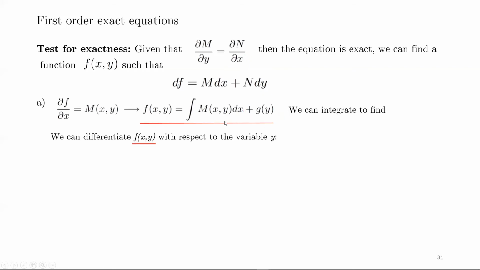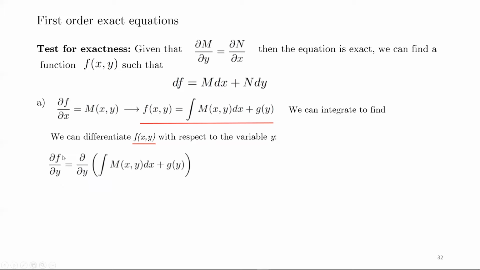Okay, so now we have an expression for f. We can evaluate this integral of m dx, which for a specific ODE is known. But now we have this function g of y, which is a complete unknown. So we have to try and figure out what g of y is. What we're going to do is take this function f that we've just defined and differentiate it with respect to the other variable, the variable y.